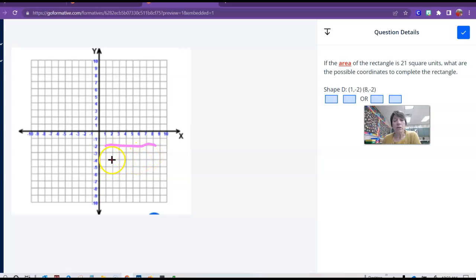And so in order to get an area of 21, remember that area is length times width. And so we need 3 units on the other side. So in order to get the 3 units that I need on the end sides here, I'm going to go up from my original graph line 3 units. And so 1, 1 and 8, 1 would be one option, or 1, -5 and 8, -5 would be another option to complete a rectangle that has a length of 7 and a width of 3 for an area of 21.